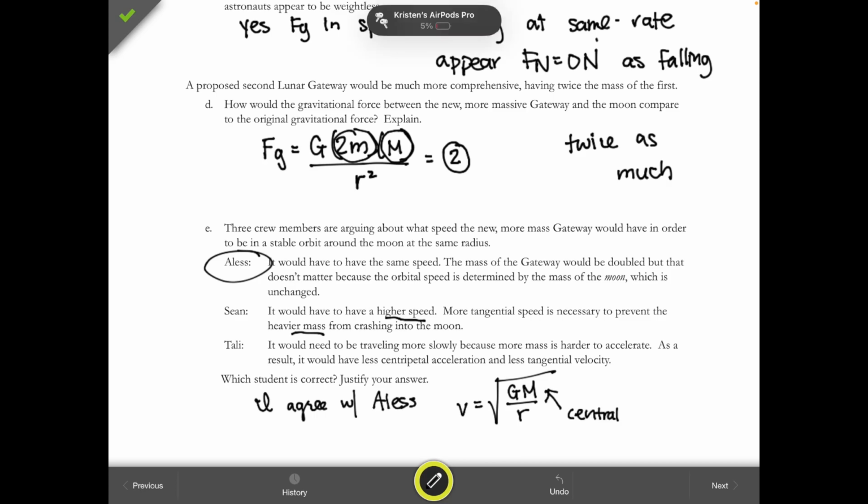Tali's got a good idea, saying that more mass is harder to accelerate, but it was orbiting to start already. Because it was already orbiting to start, this is just the speed it needs to stay orbiting. It's not trying to have a linear acceleration.